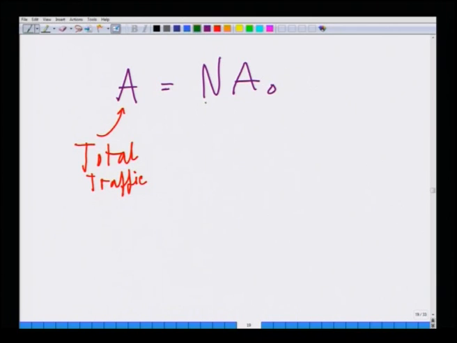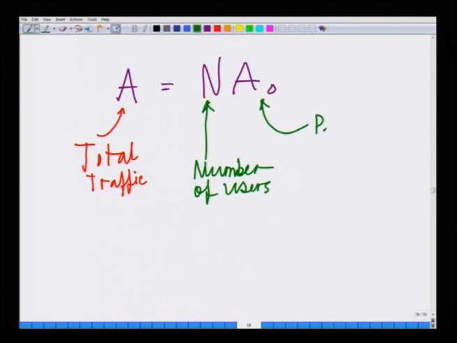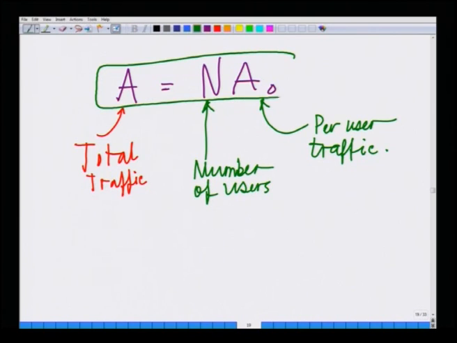n is the number of users, and A naught is the per user traffic, and this is the expression that we have for the traffic in this cellular communication system.